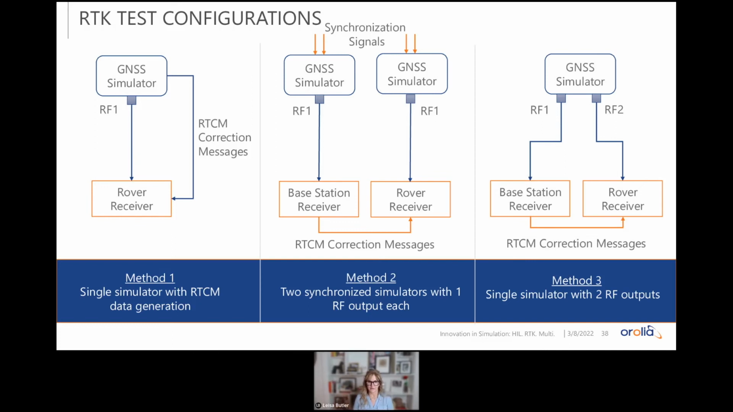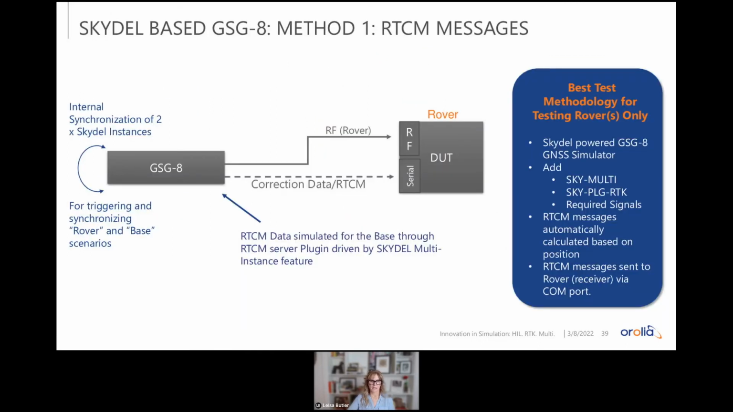And again, it would be sent like over serial. So now Orolia really can do all three of these, but the most common are method 1 or method 3. A lot of times customers don't have the base station, so the only way they can receive the RTCM messages is if it is provided by the simulator. And I believe these are the MSM3 messages. Those are the common messages that are used and that are sent from the simulator.